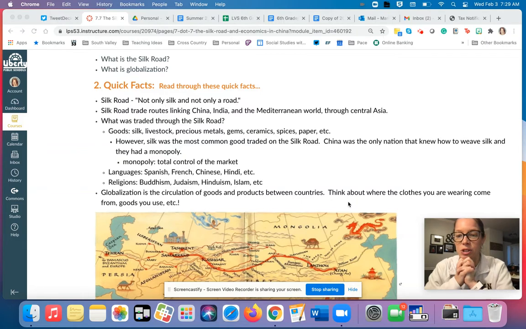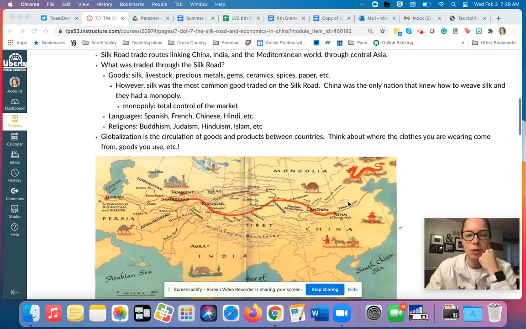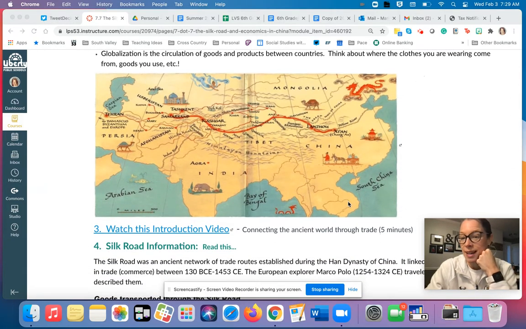There were lots of languages spoken on the Silk Road, lots of religions that existed, and people shared ideas. And this is also where we begin to see something called globalization, which is very much part of our world today. This is the circulation of goods and products between countries. An easy way to think about that is to think about where the clothes you wear were made. They probably were made someplace else, and you bought them here and you're wearing them there. So it's goods being traded between countries around the world today.